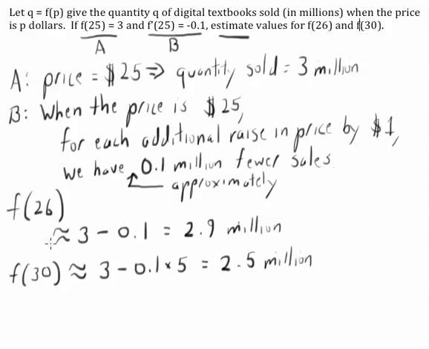Now please note, again, these are approximations. The function may or may not be equal to these numbers. It's just our best guess given this information. In other words, the derivative tells us the pattern we expect near 25. So we follow that pattern to get estimates.